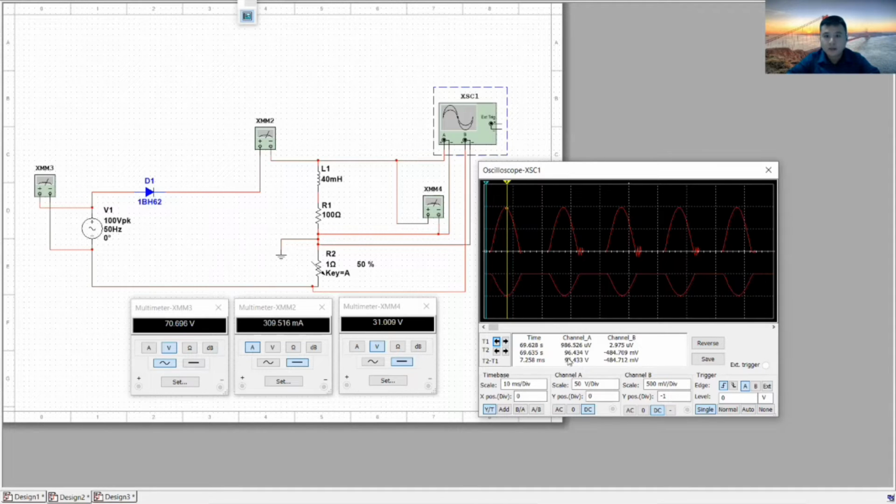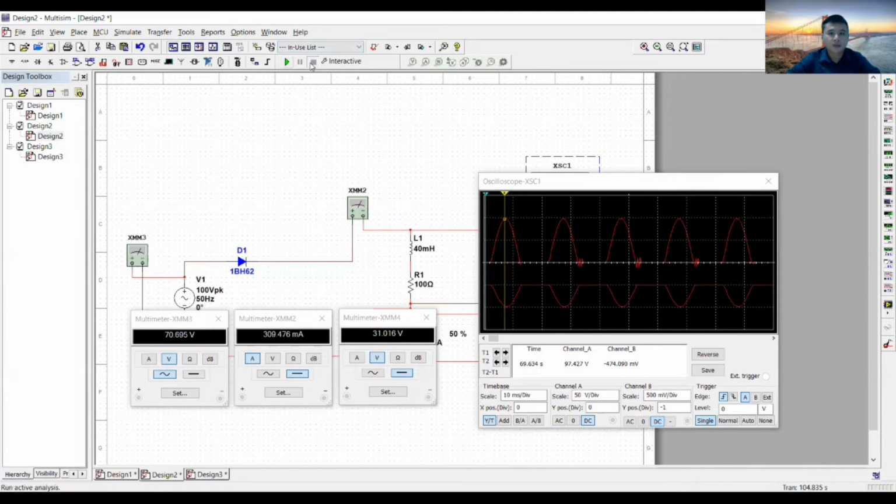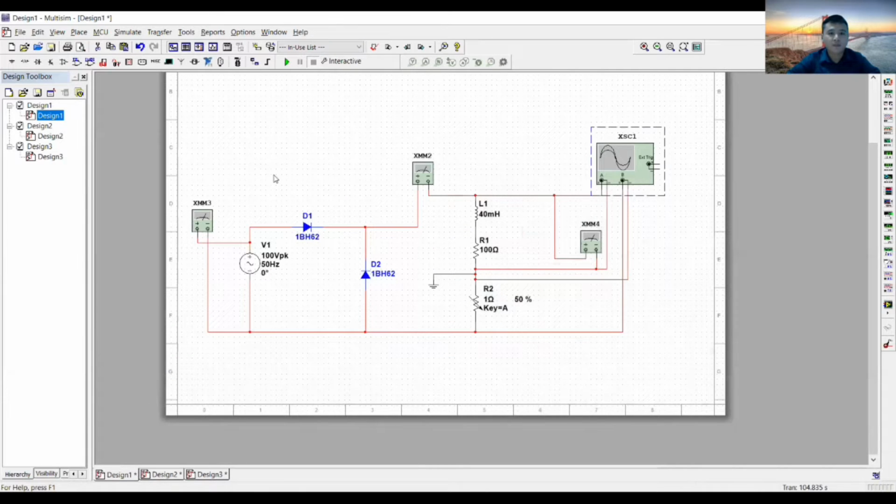Over here you can see this is around 97 volt from channel A, and for channel B it is inverted, since we connect the positive probe over here and the negative probe on the ground. And this one acts like a shunt resistor for us to measure the current. Okay, this is all for the first activity. So stop the simulation and we go to the next activity.